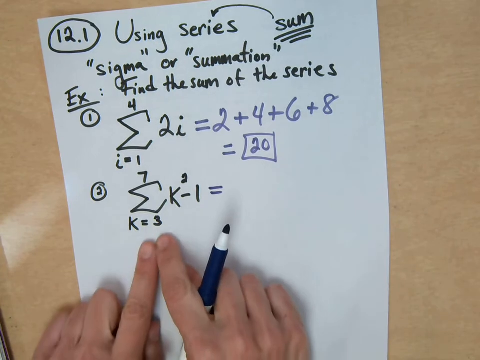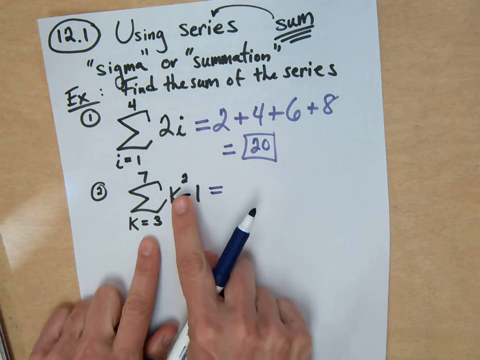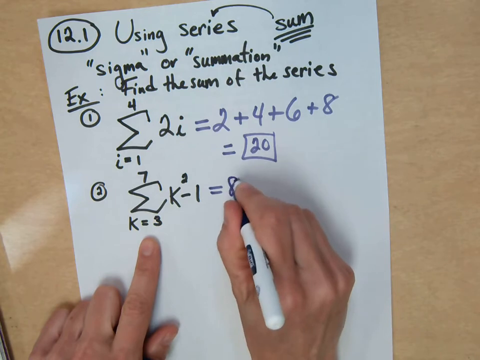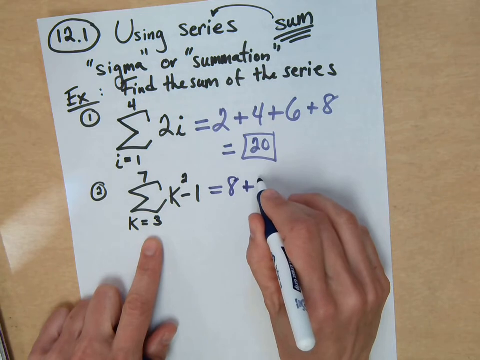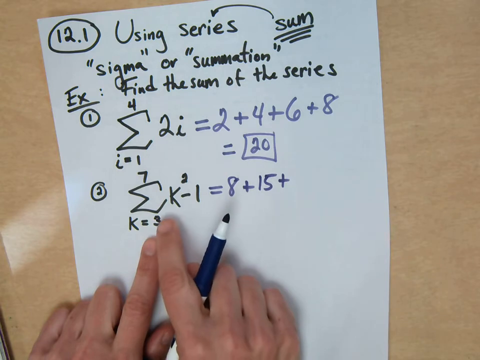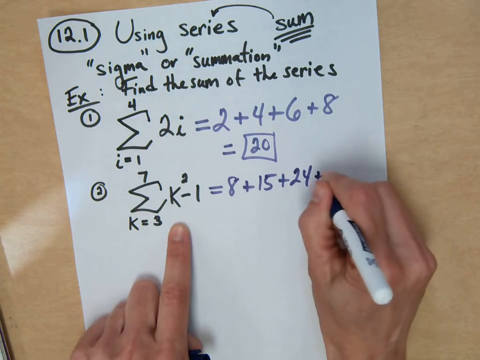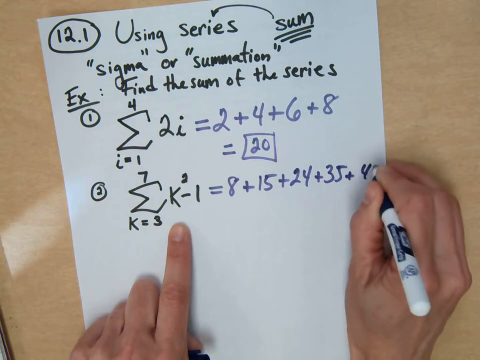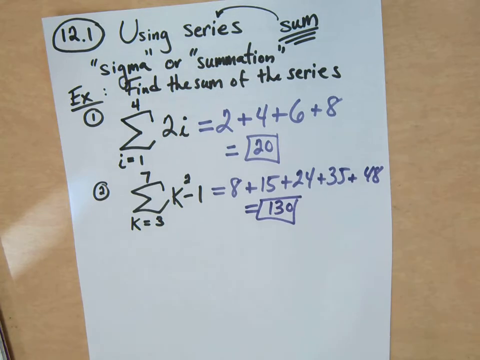So first we plug in, we don't start with 1, you start with 3. So 3 squared minus 1 is, you can do it in your head, 8. Plus, now we go to 4. 4 squared minus 1 is 15. And then k is 5. We get 24. K is 6, 35. K is 7, 48. So if you add those up, feel free to use your calculator, you will get 130. Okay, so any questions on this notation?